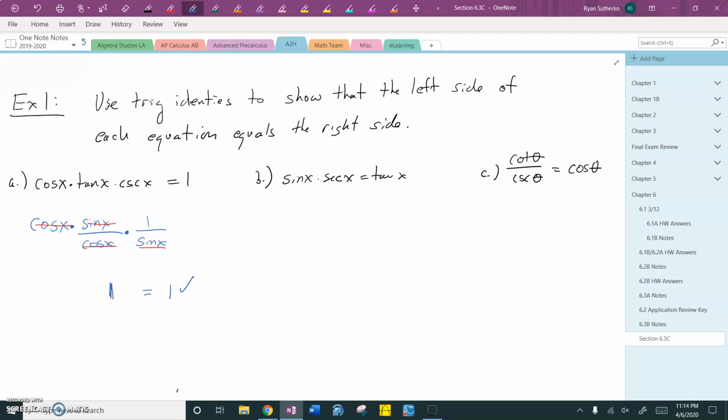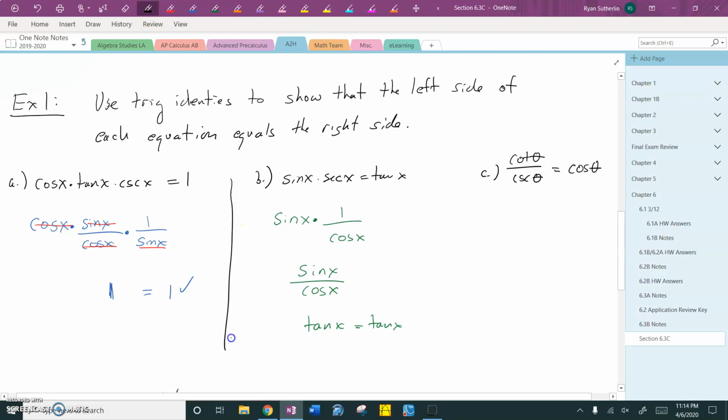B, sine of x times secant of x equals tangent of x. So I'll start with nothing really I'm going to do with, so I could do this a couple of ways. I'm going to show one here. Sine of x is just as it is. Secant is 1 over cosine. So when I multiply, I get sine of x over cosine of x, which is tangent of x. So we have shown that the left side simplifies to be tangent.